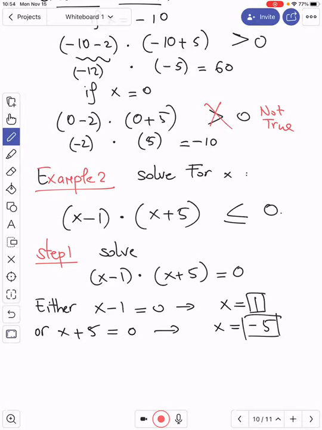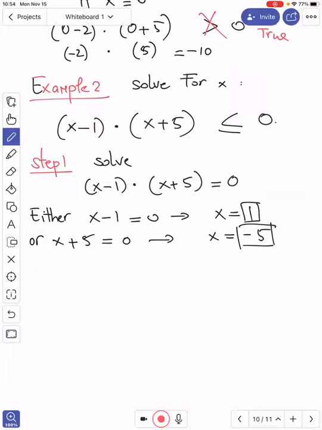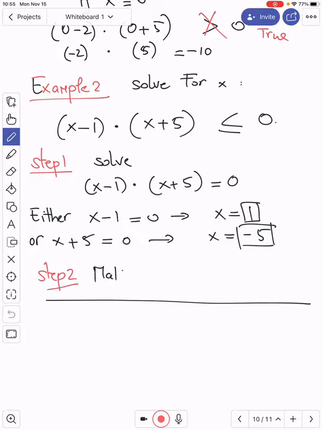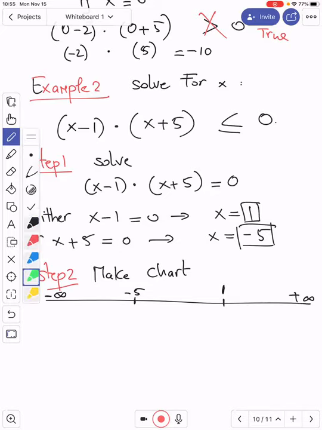And from step 1, we can move to the second step. In the second step, again, I'm going to use my number line, so I'm going to make a chart. On this number line, we have negative infinity, positive infinity. I'm going to put my solutions: I have -5, I have +1. All right, I'm going to put my first factor, which is x -1. So here's my x -1.